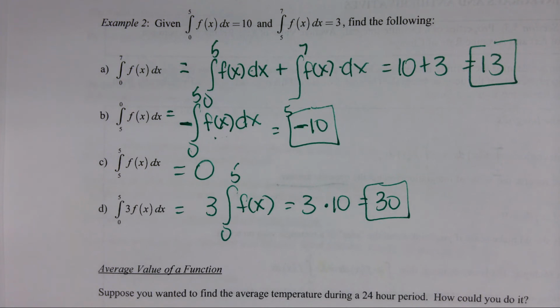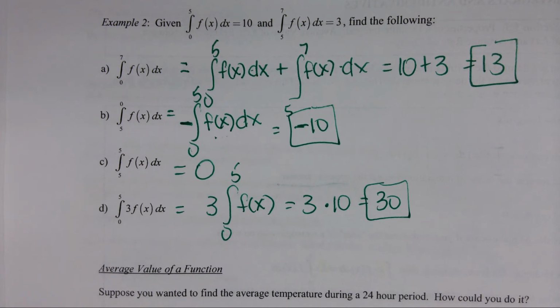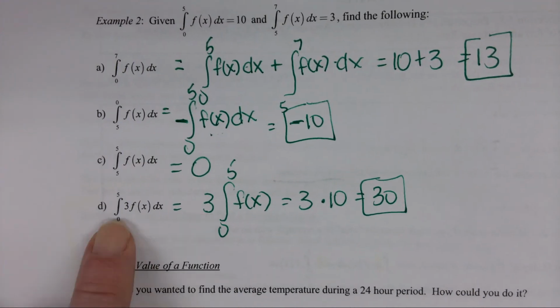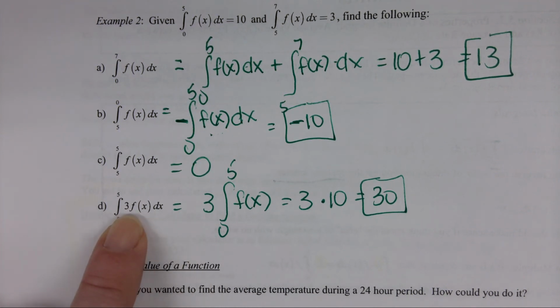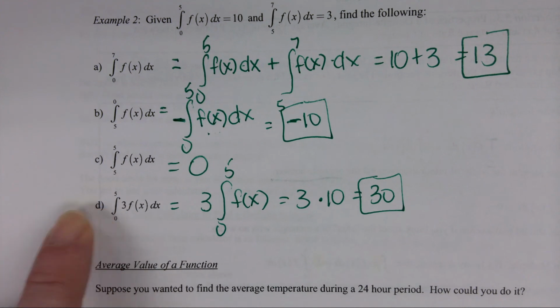How'd you get 3 so easily? Oh, you don't have to imagine a graph. That's if it was 3 plus f of x. This is basically 3 times the area. What if I made the area 3 times as big? Okay.